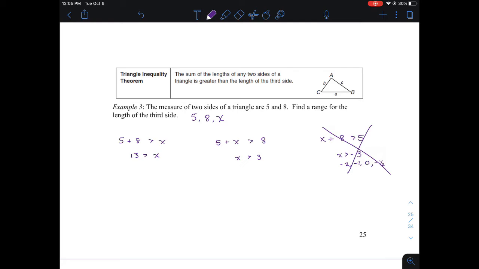So now we're going to write this as a compound inequality. It's going to be 3 is less than x, which is less than 13, or x is between 3 and 13. It cannot equal 3, it cannot equal 13. It has to be between them.